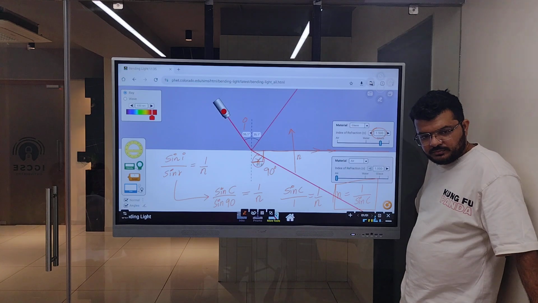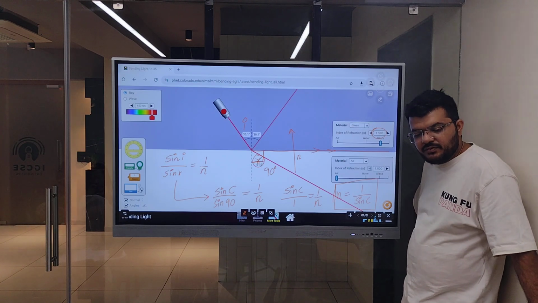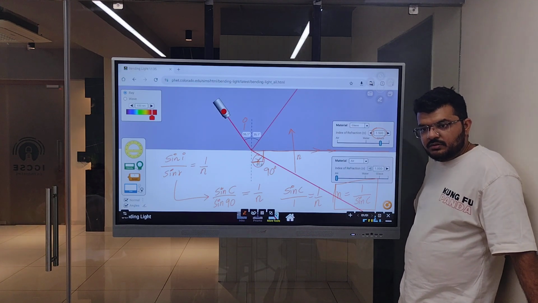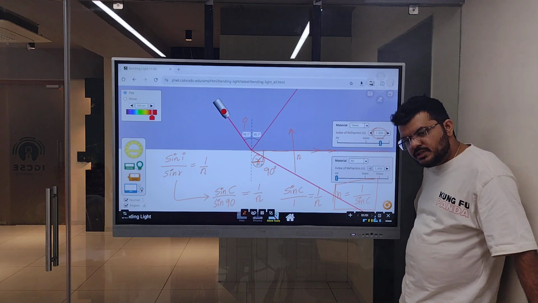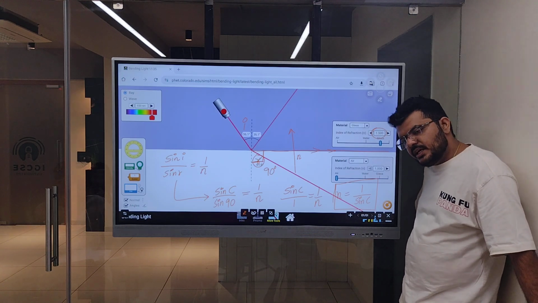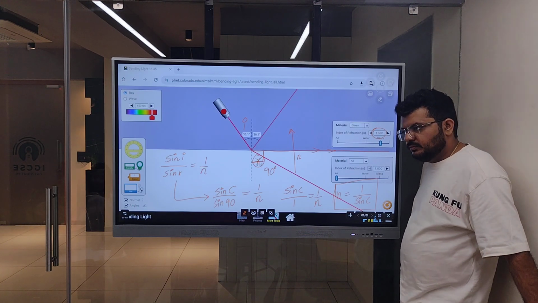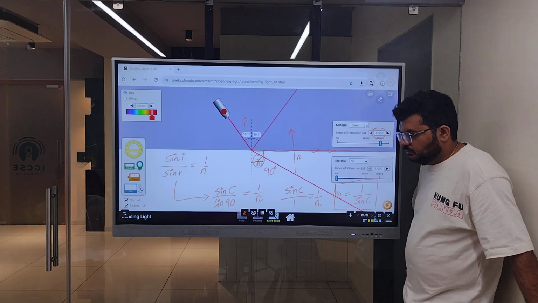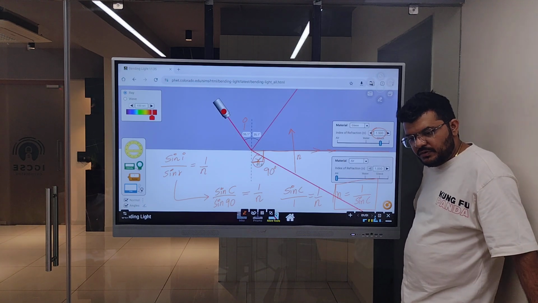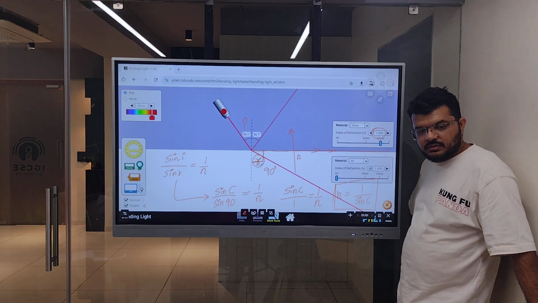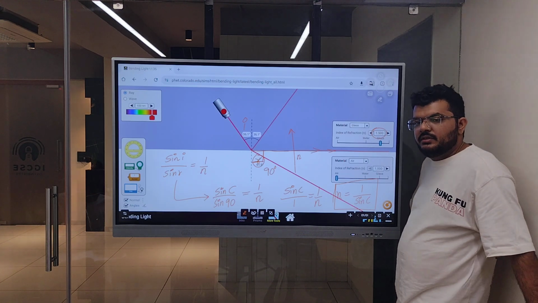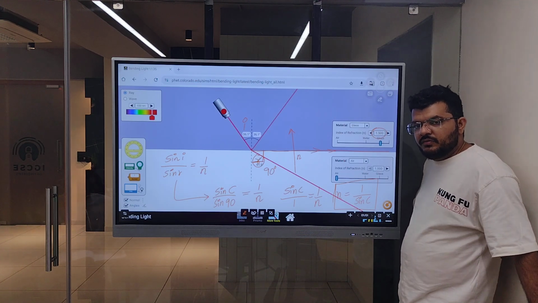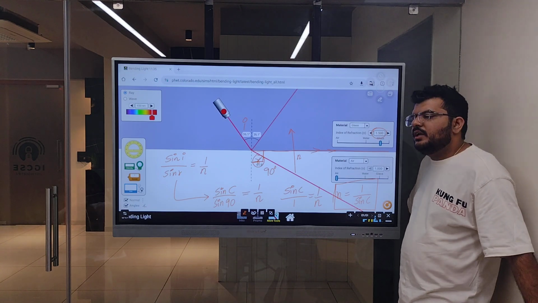So n is refractive index. What is critical angle? Critical angle is the angle for which the angle of refraction is 90 degrees. The angle for which? The angle of refraction is 90 degrees. So what is C? Critical angle, for which the angle of refraction is 90 degrees or a right angle.